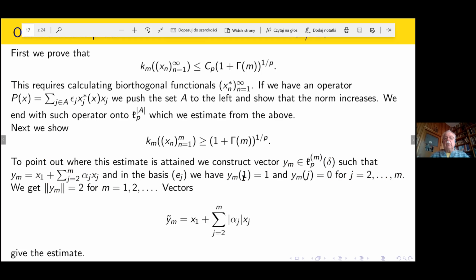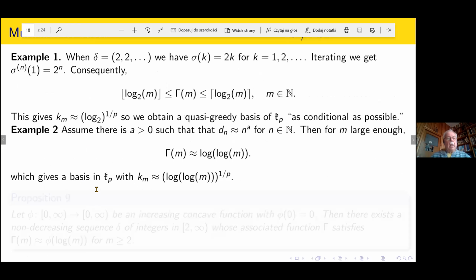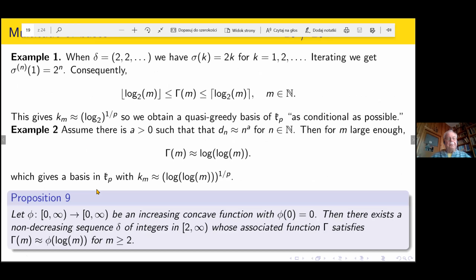In other words, we write this vector, and then there's something left in the bigger coefficients. And we look at this vector, and the way we construct it, we get the norm of y_m equals 2. But if we change the coefficients, those coefficients which will turn out here will be some positive, negative, etc. If we put absolute value, we end up with the estimate. So this is simply the matter of pointing out the one vector which does the job.